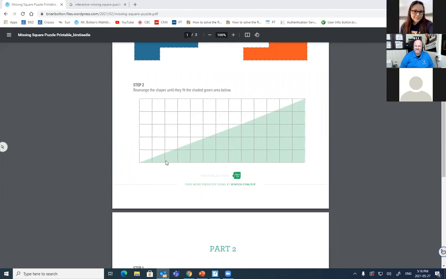Wait, what are we supposed to do? So you cut out your 4 figures there, Callie. Yeah. Okay, put them on the green shaded area, so all the green shaded area is filled. That was step 1. Let me know when you got that.